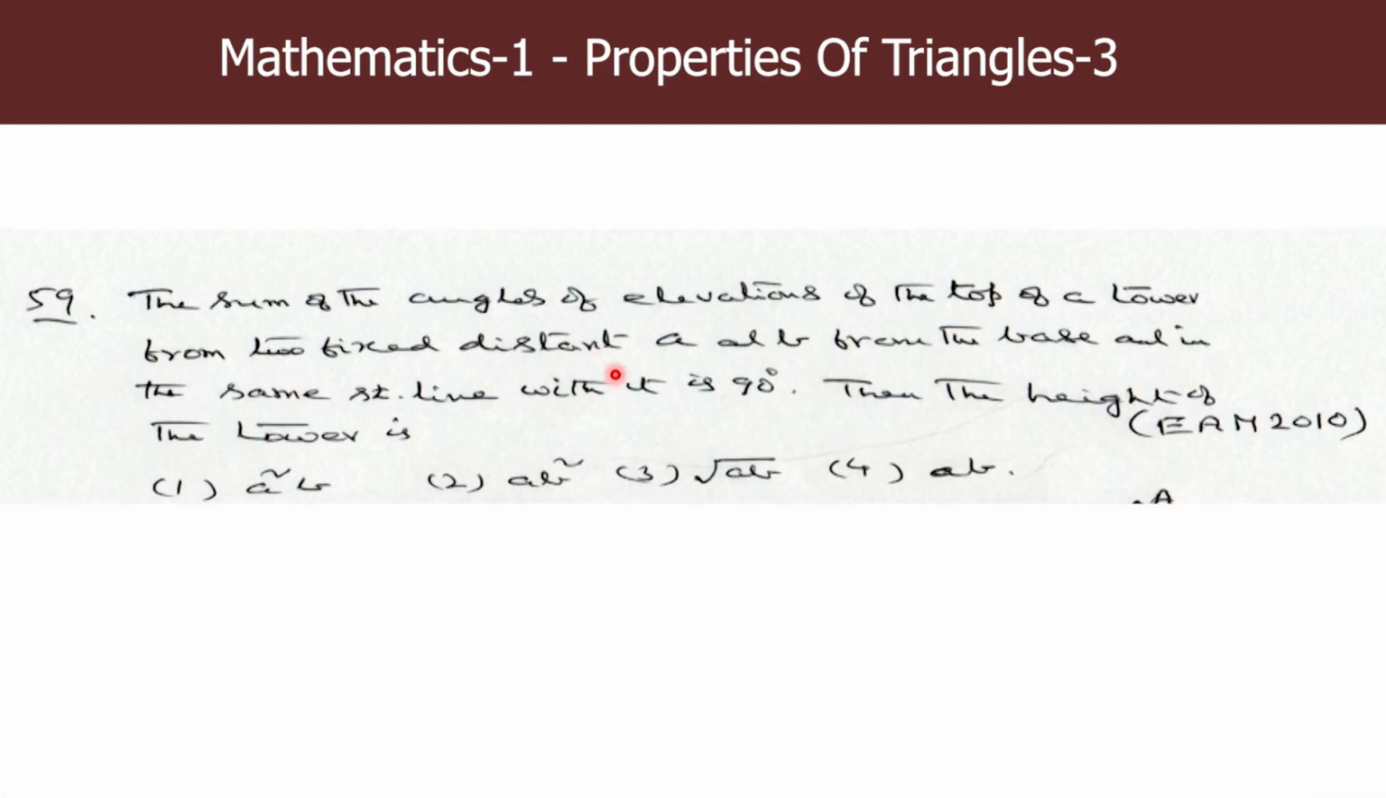59. The sum of the angles of elevation of the top of a tower from two points at distances of a and b from the base and in the same straight line with it is 90 degrees, then the height of the tower is: 1, a square b; 2, ab square; 3, root ab; and 4, ab. Now here please see.